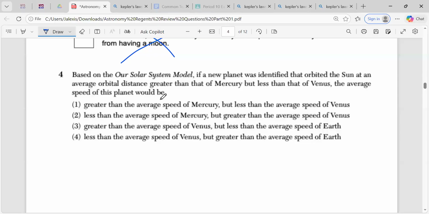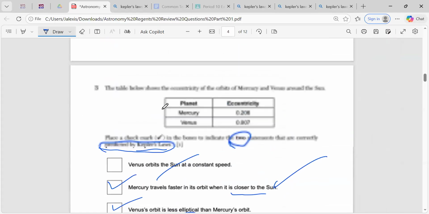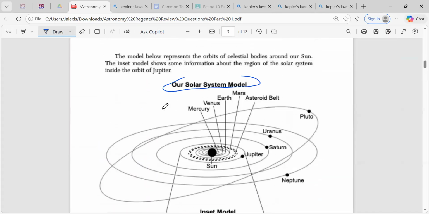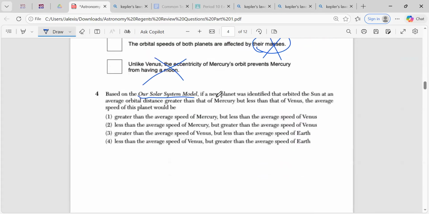It says based on our solar system model. So pause right here, right? Based on our solar system model, which was right back here where it says solar system model. So we're going to do based on that. It says if a new planet was identified that orbited the sun at an average orbital distance greater than that of Mercury, but less than that of Venus, the average speed of this planet would be what?